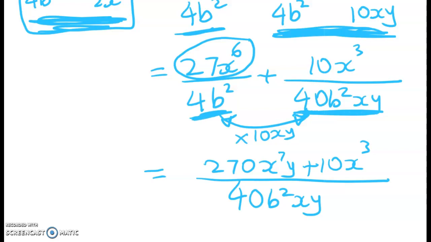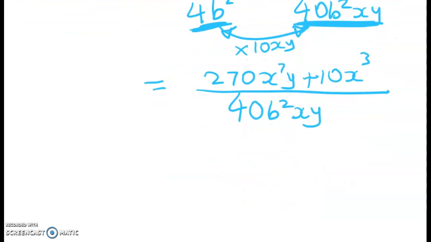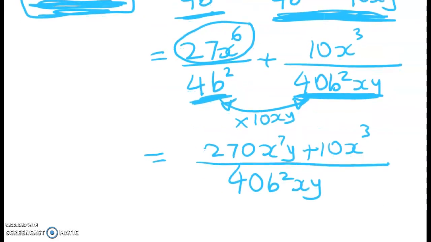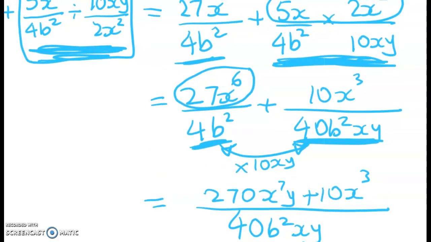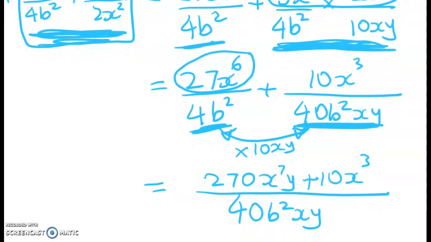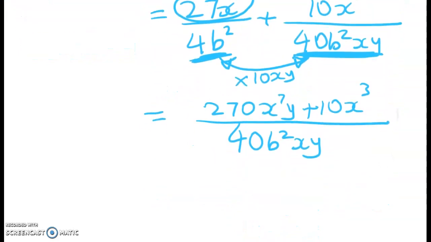A common denominator here is 40b squared xy. Yep, that looks good. Okay, and I think we have finished. Have I made a mistake somewhere? I've got a cube somehow. How have I got a cube coming in? Oh no, I think that's good.